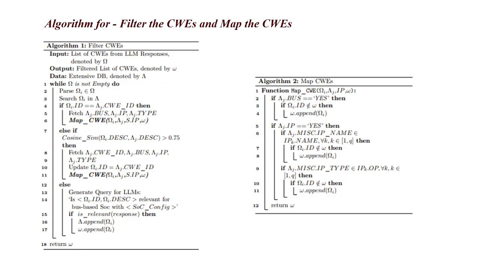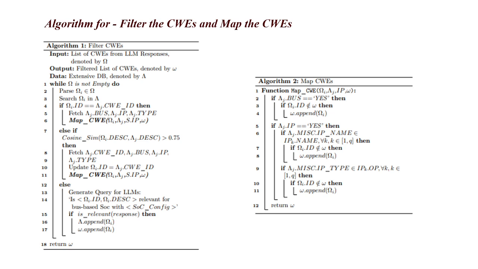DB denoted by lambda. So the basic process of this algorithm is, for each CWE in uppercase omega, if its ID matches an entry in lambda, it fetches details like bus, IP and type and passes it to algorithm 2 to add it to lowercase omega.